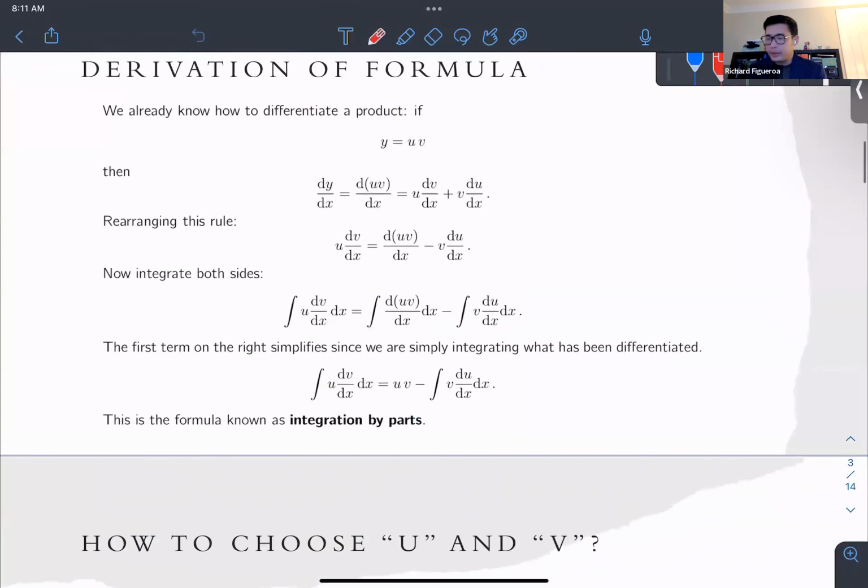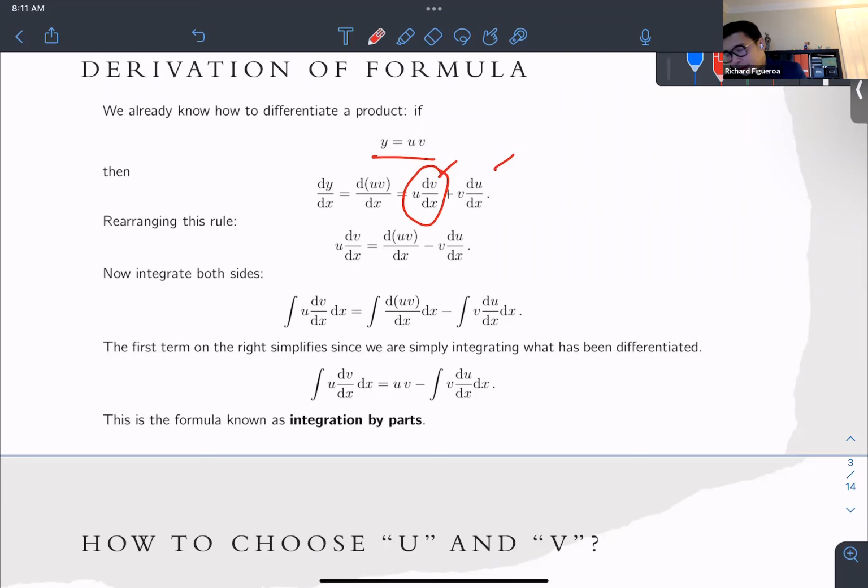Remember in the product rule, if we have y equals uv and we want to find the derivative with respect to x, dy over dx would be equal to u dv plus v du. Now, if we rearrange this in such a way that I take the u dv to the left-hand side, that would give us the derivative of uv with respect to x minus v du.